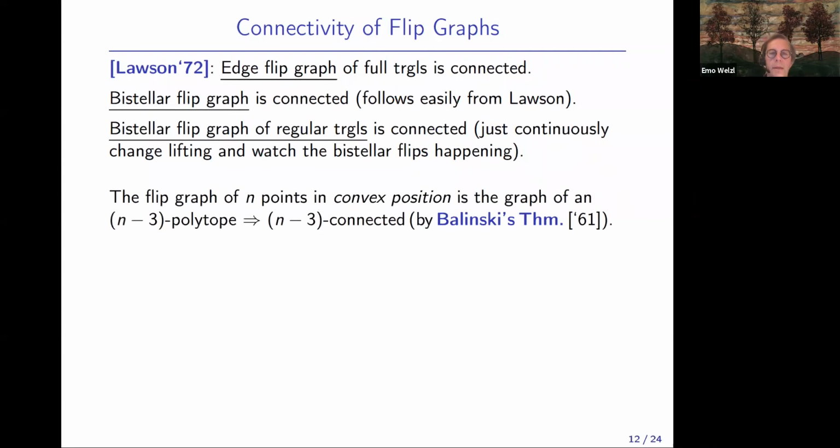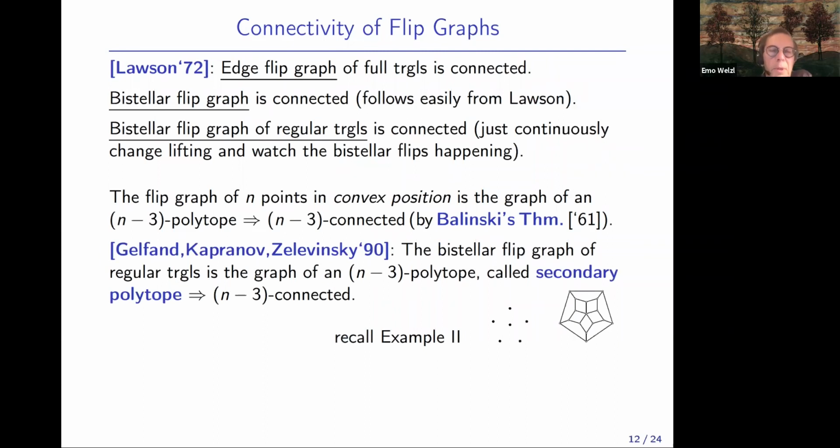Now, by the things I have told you, the flip graph of n points in convex position is the graph of an n-3 dimensional polytope. And by Balinski's theorem, which says that the graph of a d-polytope is d-connected, it immediately follows that this graph is n-3 connected. So this is for convex position.